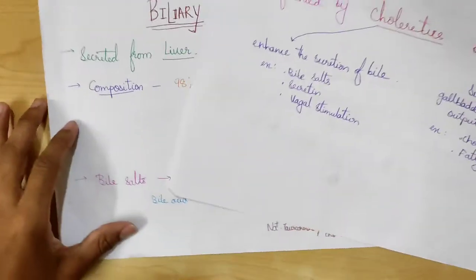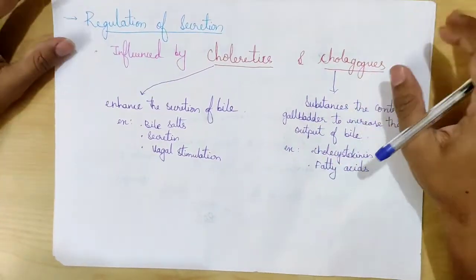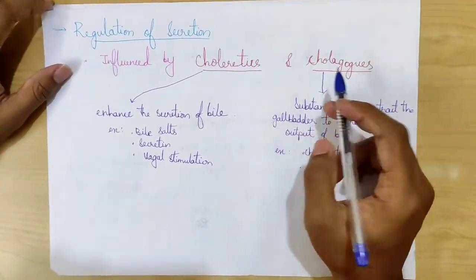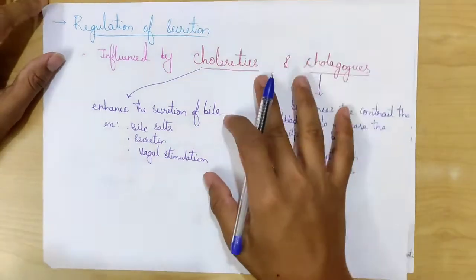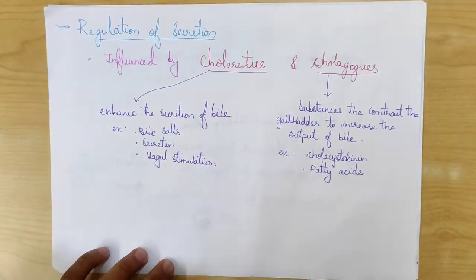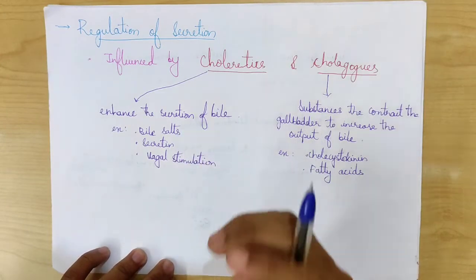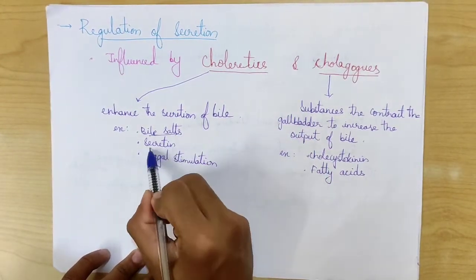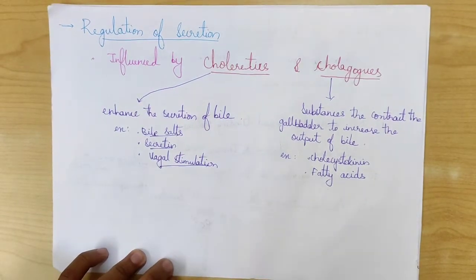So now let's talk about the regulation of secretion of the bile. It is mainly influenced by the choleretics and the cholegogues. The choleretics are the substances which enhance the secretion of the bile. So directly the secretion of bile is increased by the choleretics. Examples are the bile salts, the secretin and the vagal stimulation.